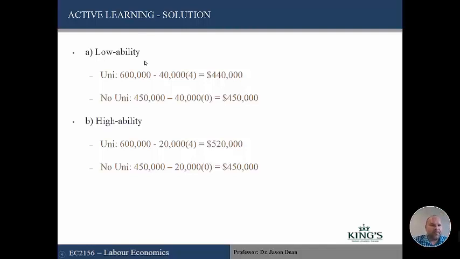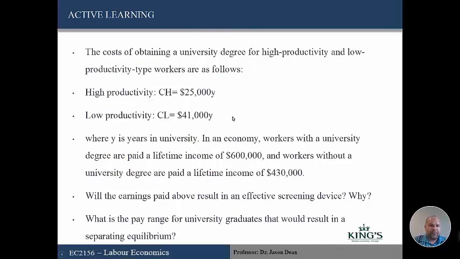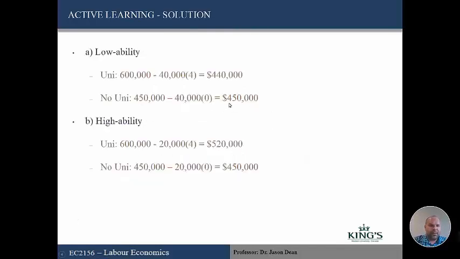Okay, so low ability. If they decide to go to university, their net benefit will be 440,000. It'll be the 600,000 minus the cost of going to university, which is 4 times 40,000. If they don't go to university, they're going to get 450,000. That's 450,000 minus 0, because there's no cost for them here because they're not getting any education beyond high school. So what would they do? They would decide on no university, right? So they would get no university.